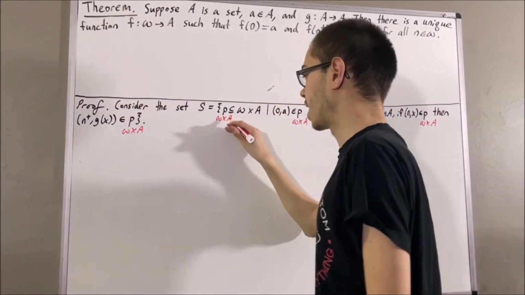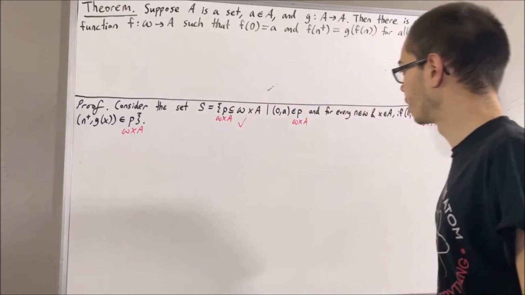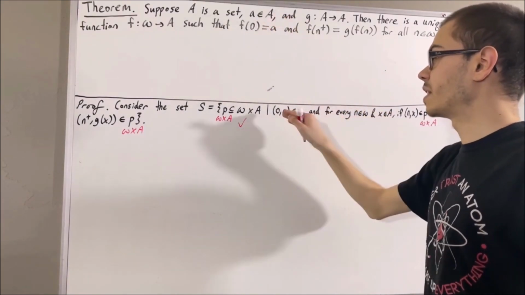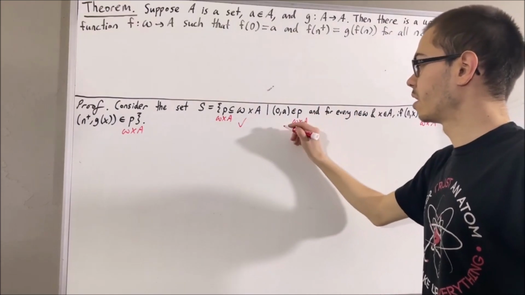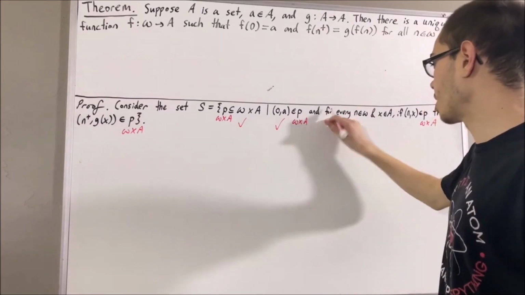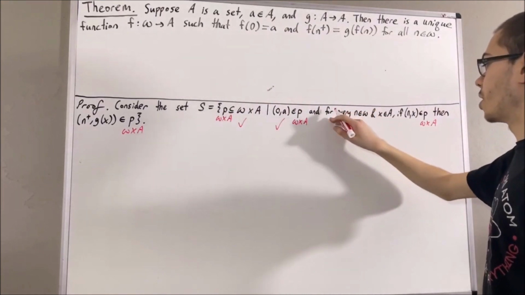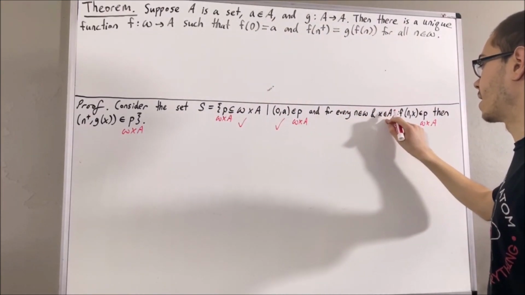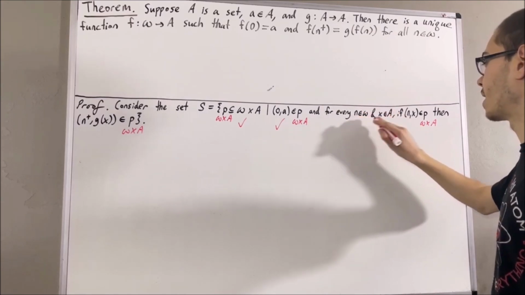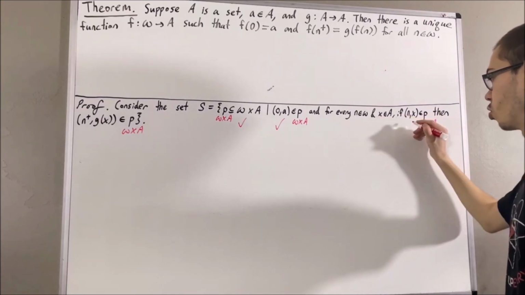it is clear that omega times A is a subset of omega times A. So omega times A satisfies the first condition. And then, since 0 is an element of omega, and a is an element of A, that implies (0, a) is an element of omega times A. So omega times A satisfies this condition. And it's also clear that omega times A will satisfy this condition. Because if we consider an arbitrary natural number n and x in A, well, since n is an element of omega and x is an element of A, we have (n, x) is an element of omega times A. So this is true.